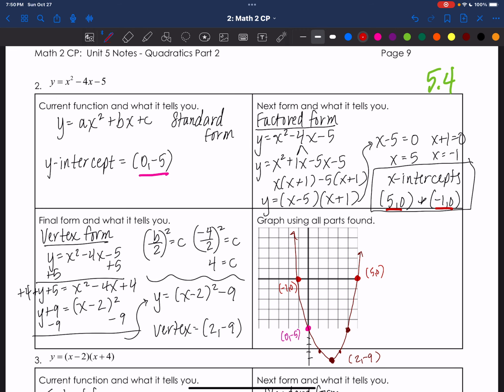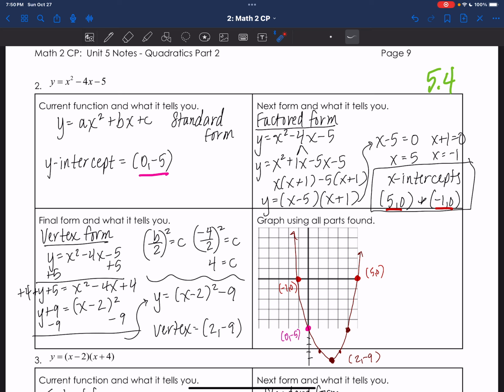And here it gives us something in standard form. And in standard form, remember we said it's really easy to figure out the y-intercept, because all you have to do is look at what your c value is. So in this case it's -5, and that's where you got that for your y-intercept.